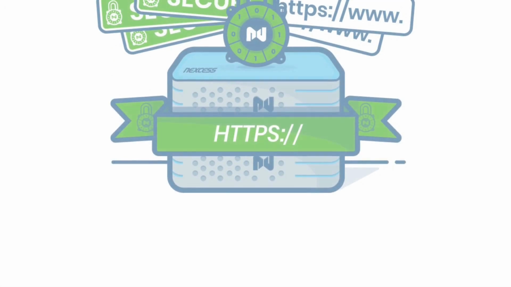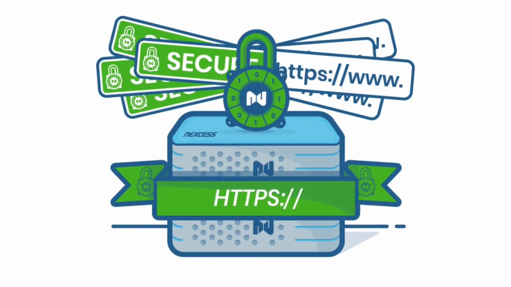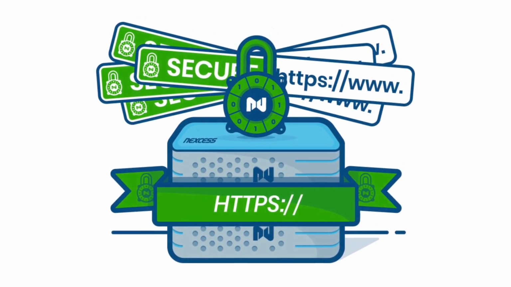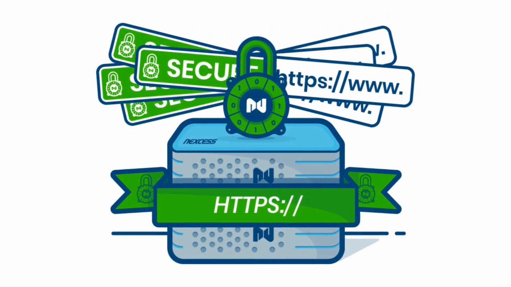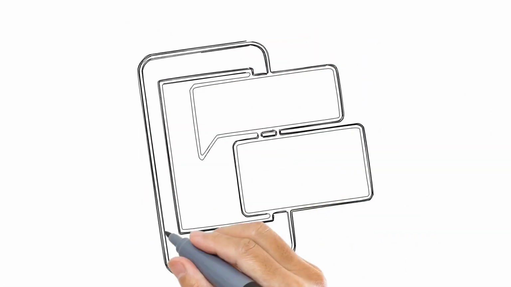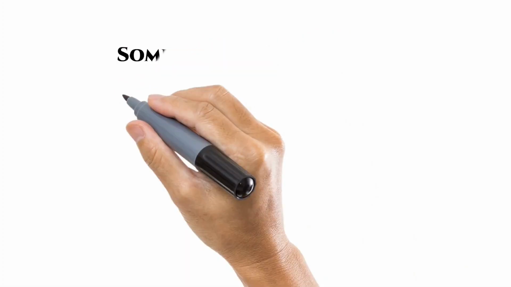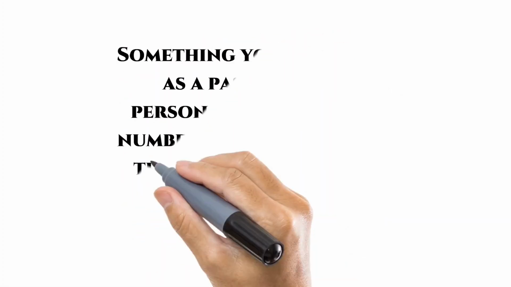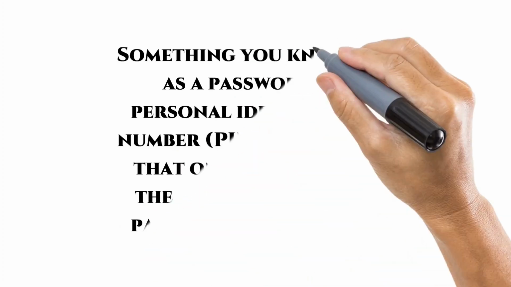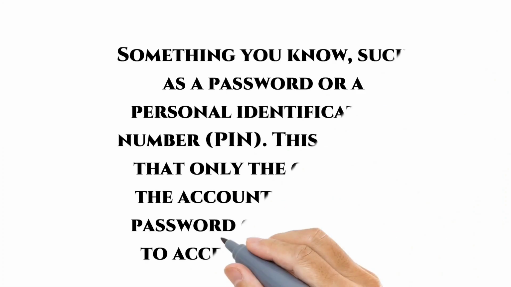The only requirements for the identifier is that it must be unique within its security domain. Authenticators are commonly based on at least one of the following 4 factors. Number 1. Something you know, such as a password or a personal identification number, PIN. This assumes that only the owner of the account knows the password or PIN needed to access the account.